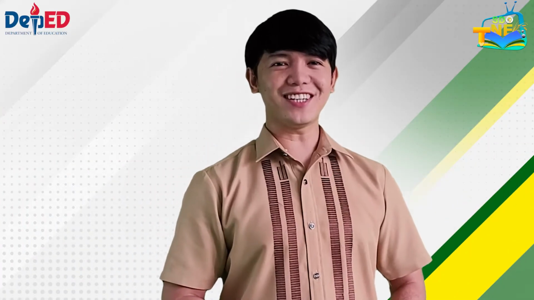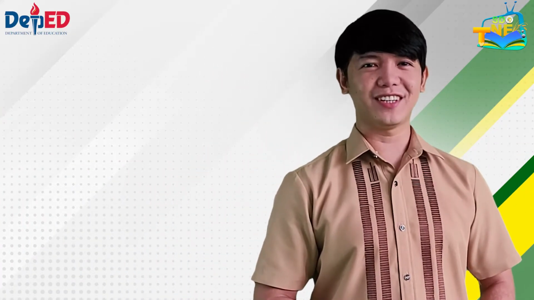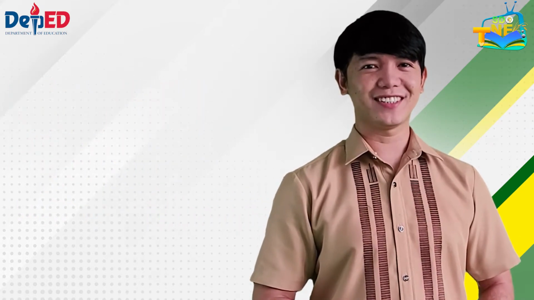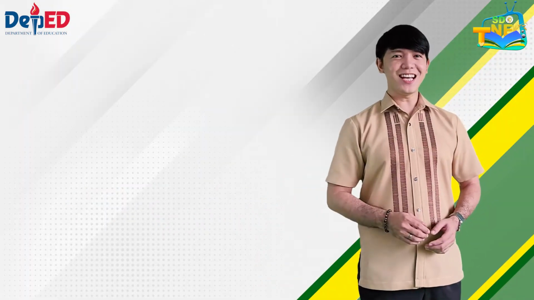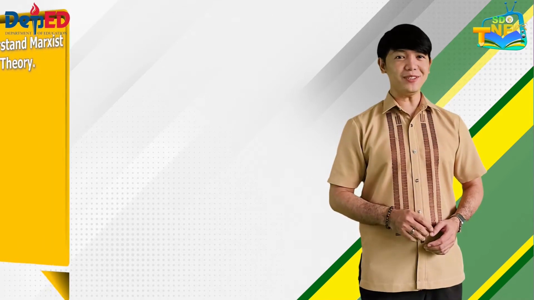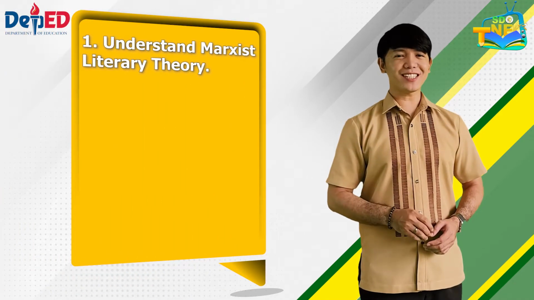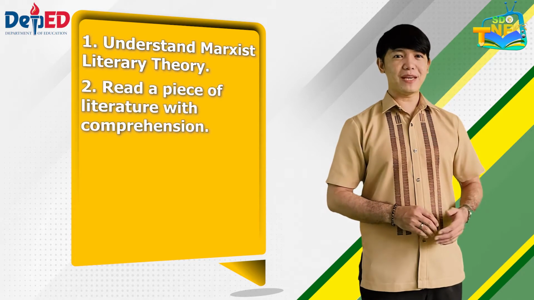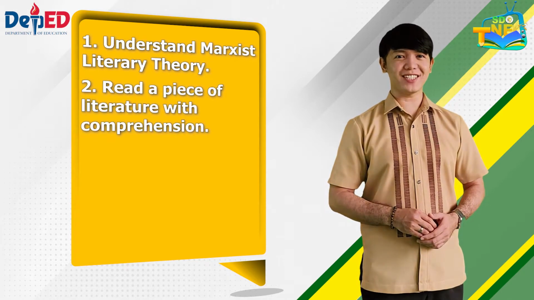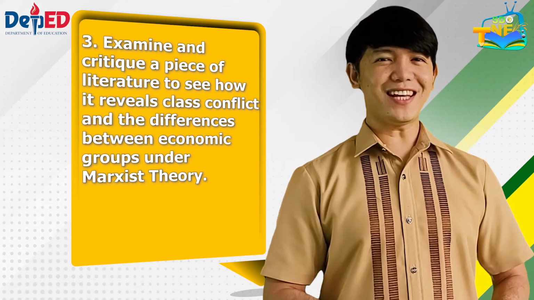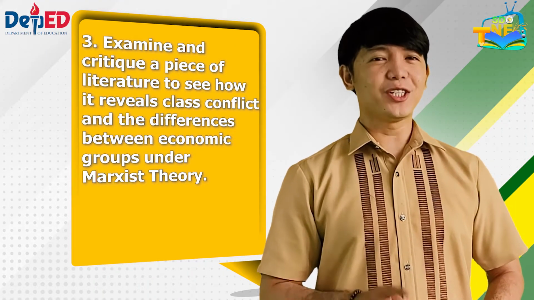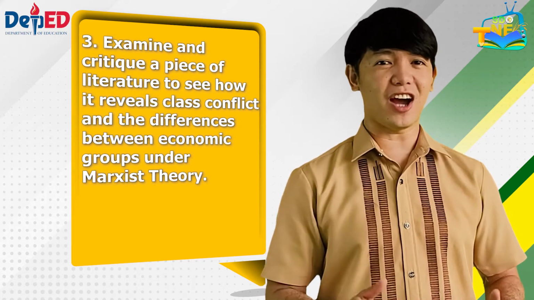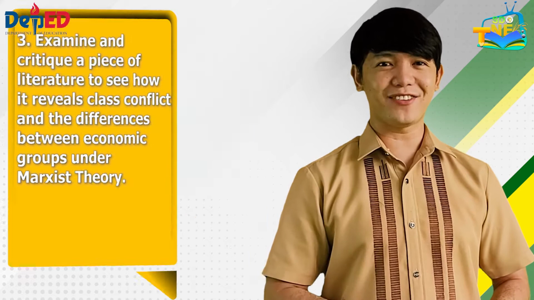This is the fifth lesson in English 10 for quarter 3, critiquing a literary selection based on Marxist theory. At the end of the video lesson, I'm sure you will be able to understand Marxist literary theory, read a piece of literature with comprehension, examine and critique a piece of literature to see how it reveals class conflict and the difference between economic groups under Marxist theory.